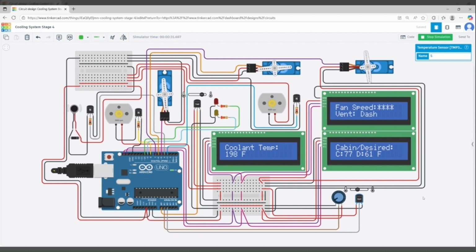All right, so now we went up, once it registered at 61 degrees, so now the air is coming out of the dash vents, and our fan speed is at 4, so that's at 10,000 RPMs. All right, so let's take it back to pretty close to what the cabin is. All right, we can see our fan speed is at 1, and the air is coming out both the dash vents and the floor vents.